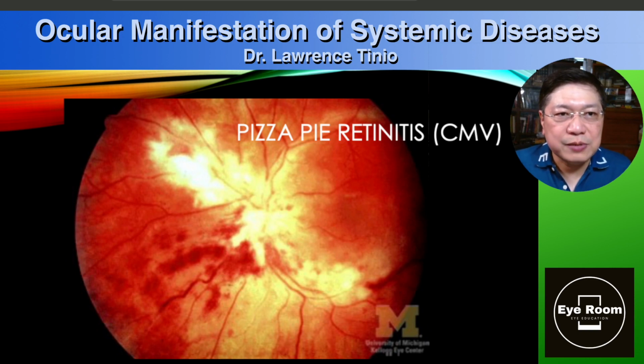Now, this is a CMV retinitis, also known as pizza pie retinitis. You can see the bleeding, the exudates, and once you see this, sometimes the first thing that you will think of is a cheese pizza. So in that case, again, you may need to consider the prospect of your patient having AIDS.